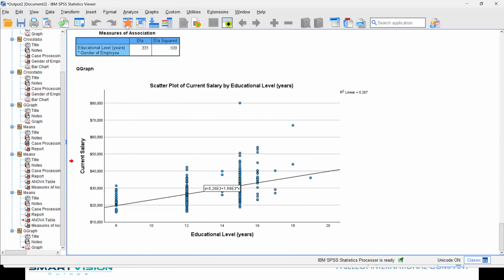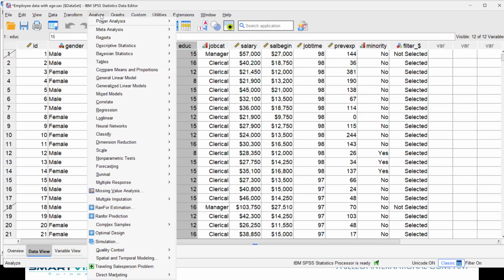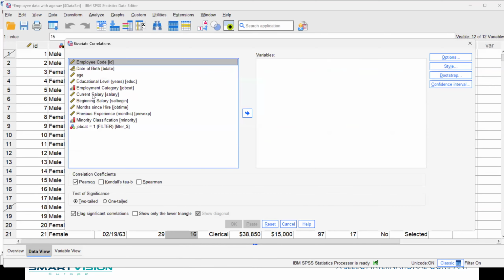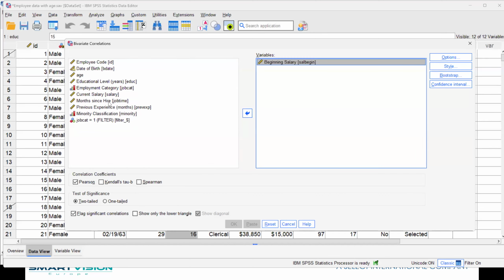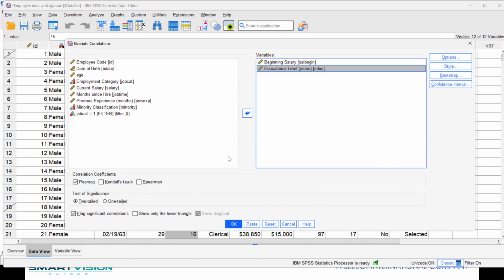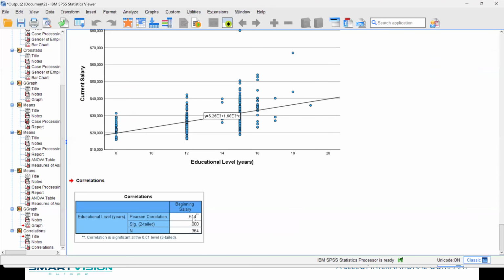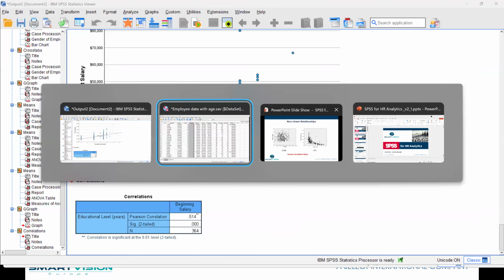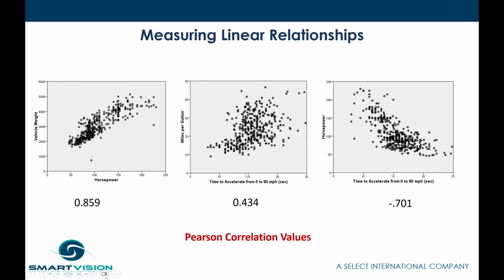But what we want to do, of course, is establish what the correlation is. So if we go here and say correlate, bivariate, and I do a webinar on correlations, and we've got lots of little videos about correlations, so you can look those up if you want more information. I can look at beginning salary against education level and ask it to give me the correlation value. It comes out as 0.514.